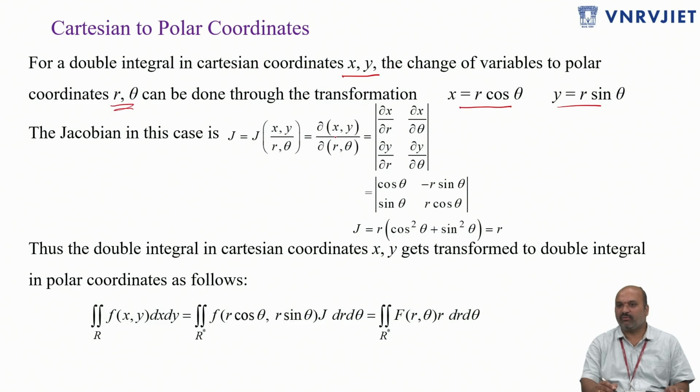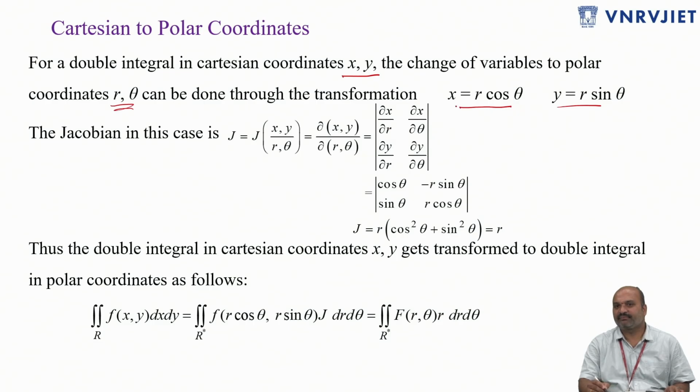Since you have two variables in two variables, it is a 2 by 2 matrix determinant. The elements in the 2 by 2 matrix are: the first row is the partial derivatives of the first variable x with respect to r and theta, that is dou x by dou r, dou x by dou theta. The second row is the partial derivatives of y with respect to both r and theta, that is dou y by dou r, dou y by dou theta. Okay, determinant.